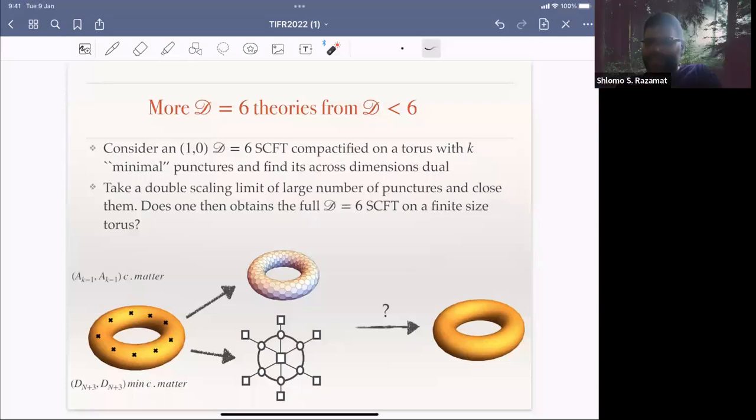The open question here is to make this thing quantitative. It's a beautiful idea, but how do we compute things with this thing?